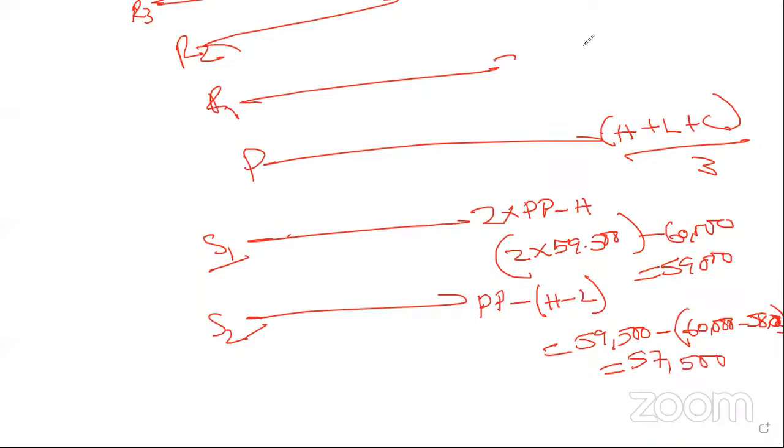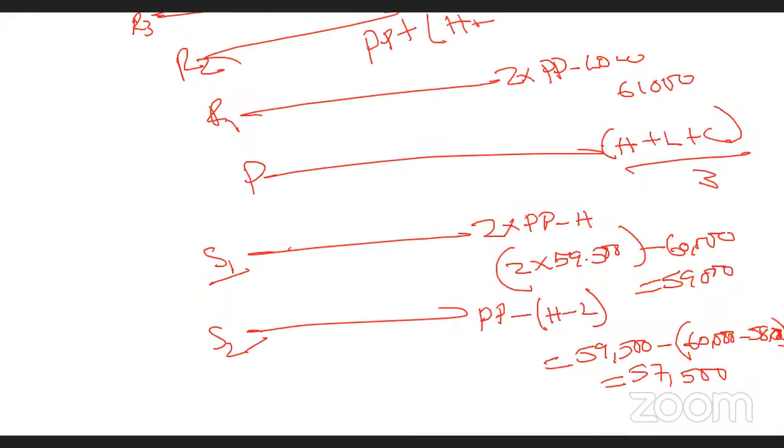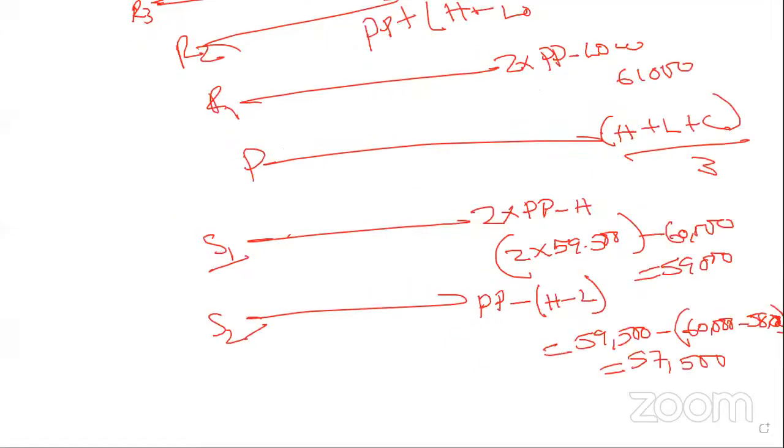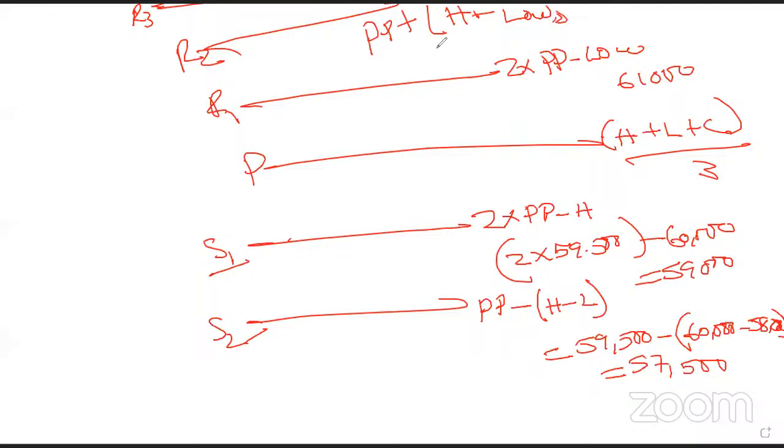Then how do they calculate resistance 1? It is 2 times the pivot point minus the low. This was minus the low, which means resistance 1 will be at 61,000. Then how do they calculate resistance 2? Resistance 2 is the pivot point plus high minus low, which is 59,500 plus 60,000 minus 58,000, which will make it $61,500.